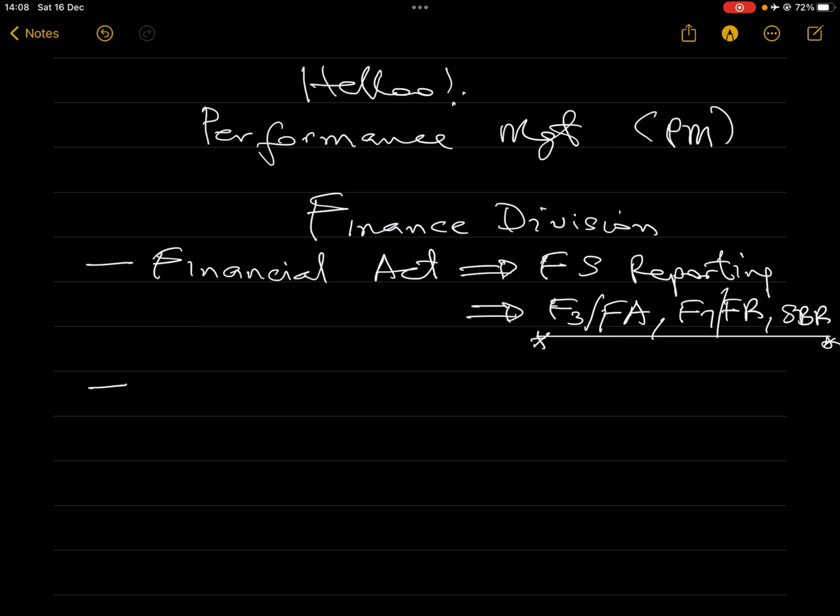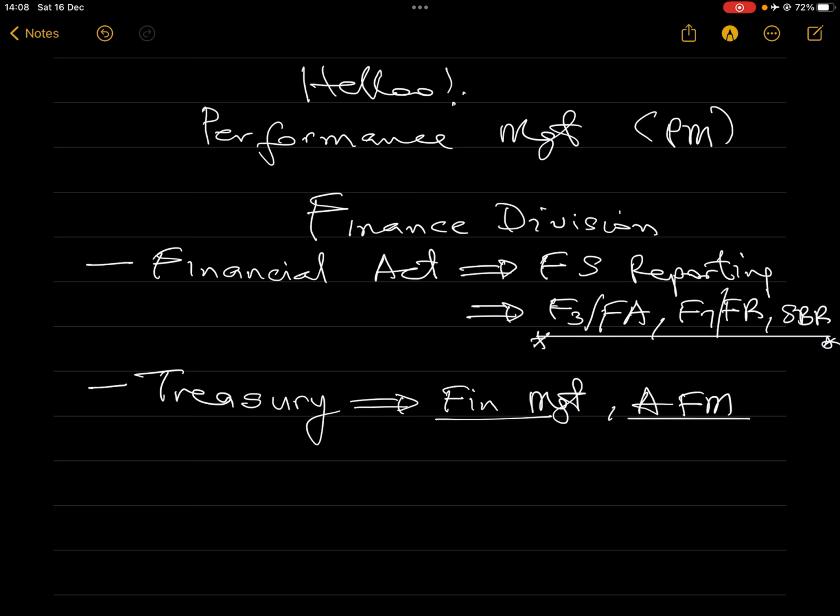But there's also treasury in finance, and this is the paper on financial management, which I'm already doing videos on, and likewise the advanced financial management paper. These two papers support a lot of the guys in treasury. If you're going to be in treasury, you should be comfortable with these two papers. Then you also have tax, with a paper on taxation and likewise advanced tax.